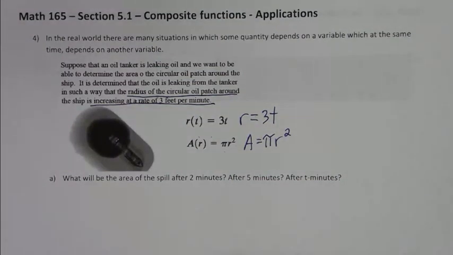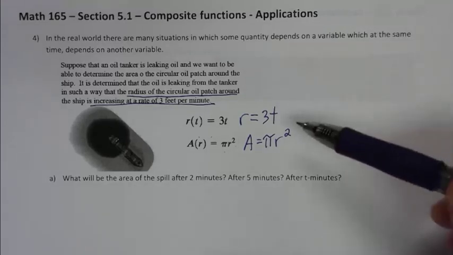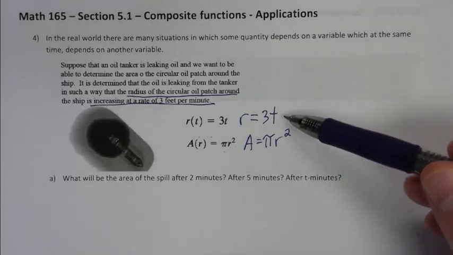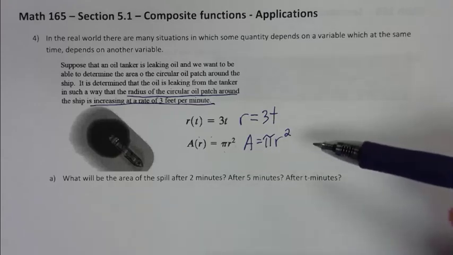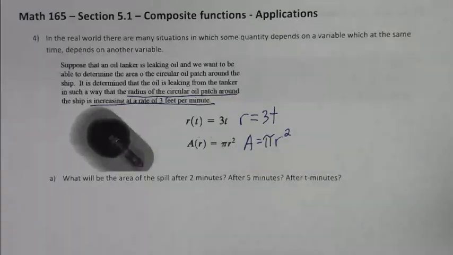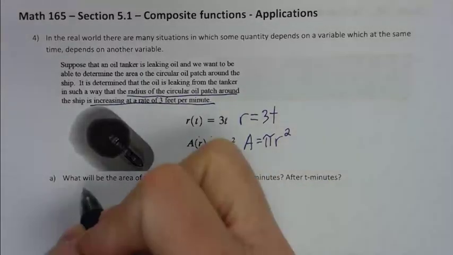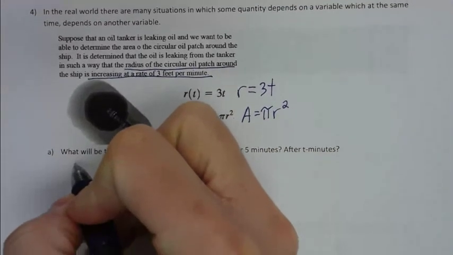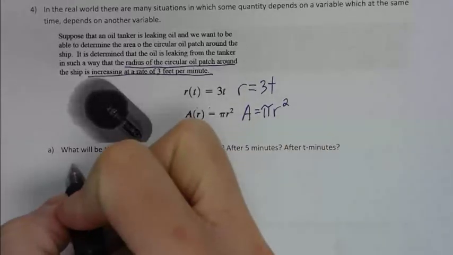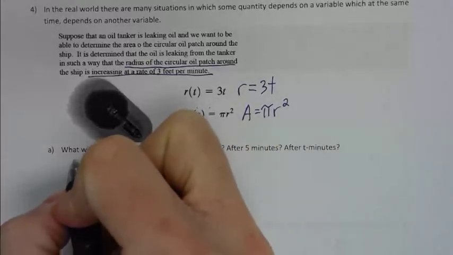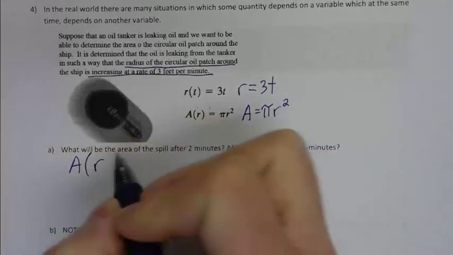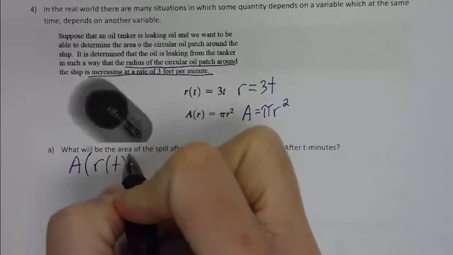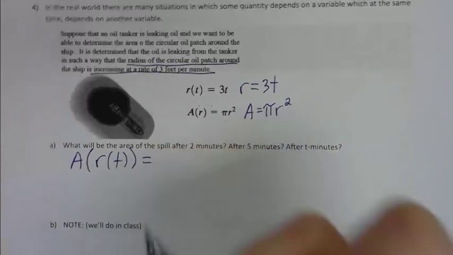So now what we have to do here is evaluate, after 2 minutes, how big the radius of the circle is going to be, and then use that answer for the radius of our new problem. So what we're doing in this first problem is writing it out as the area being the outer function and the radius in terms of t being the inner function. So we have something like this.